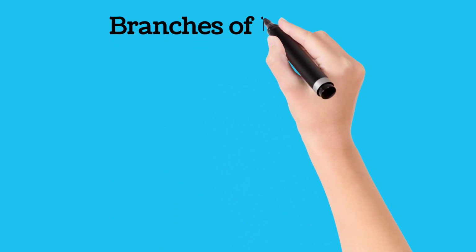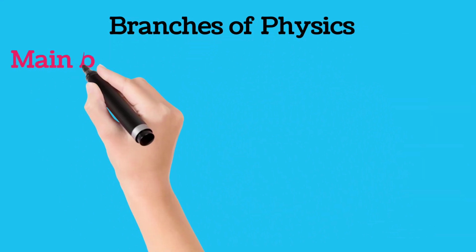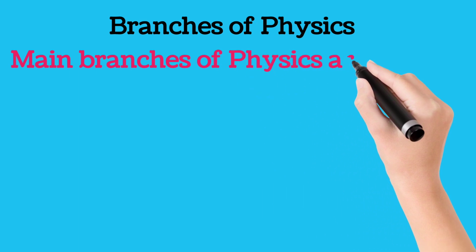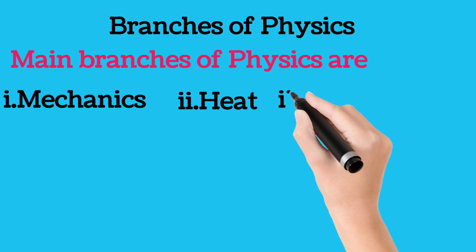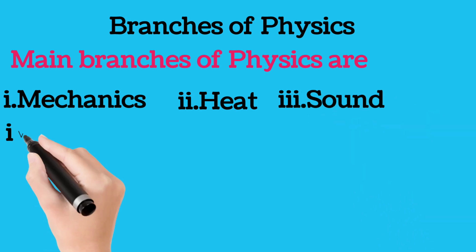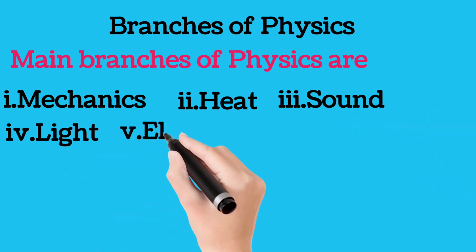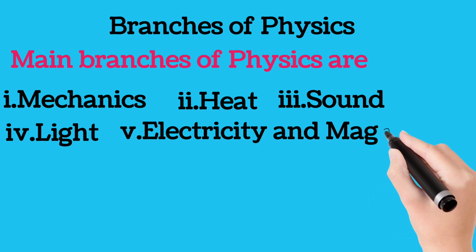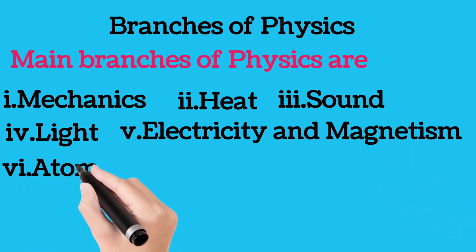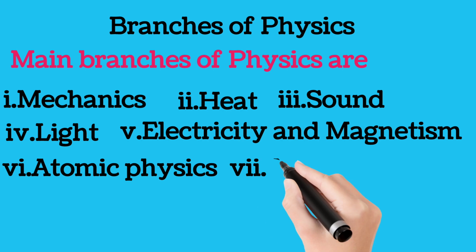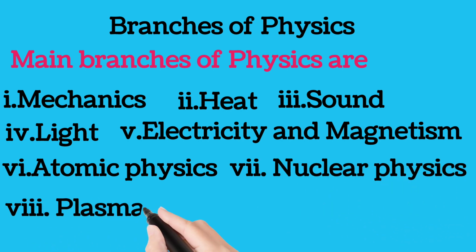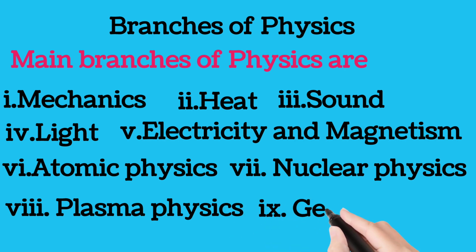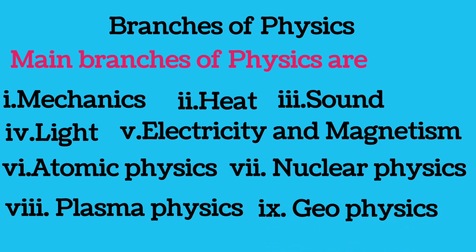Branches of physics. The main branches of physics are: number 1, mechanics; number 2, heat; number 3, sound; number 4, light; number 5, electricity and magnetism; number 6, atomic physics; number 7, nuclear physics; number 8, plasma physics; and number 9, geophysics. In the next section, let's discuss all of them.